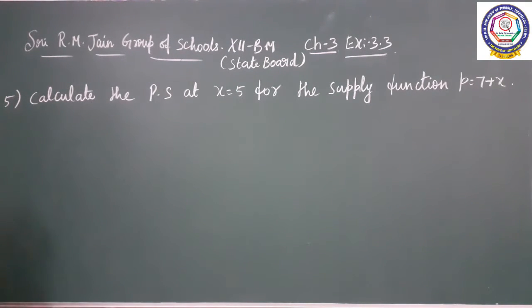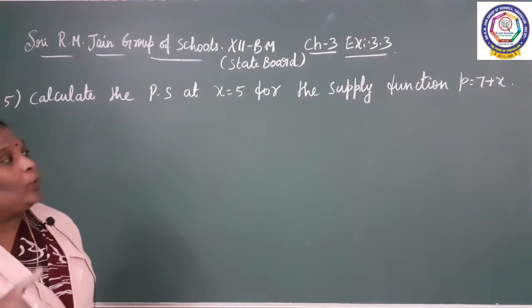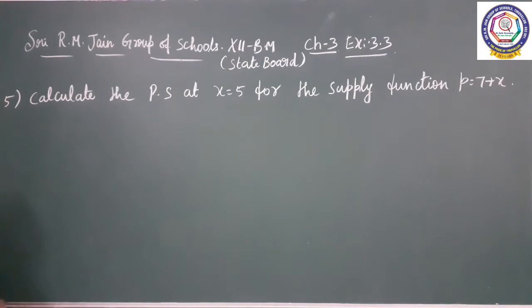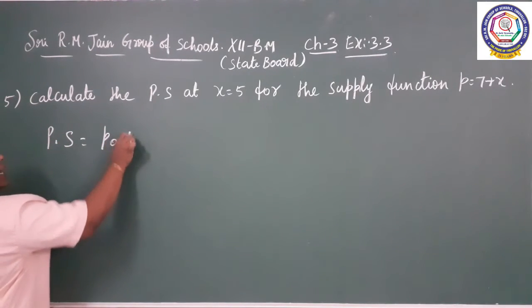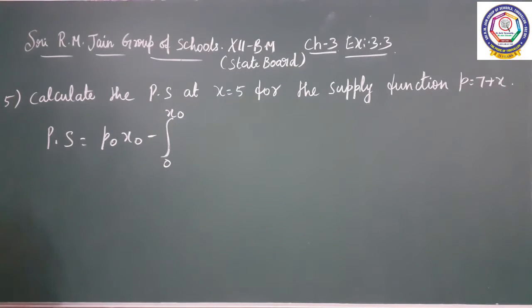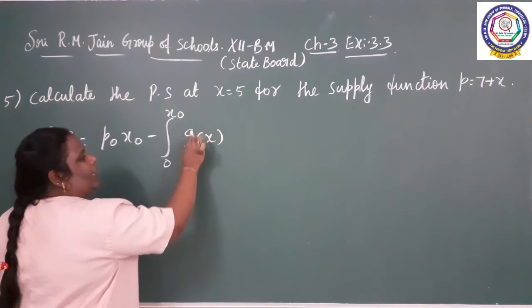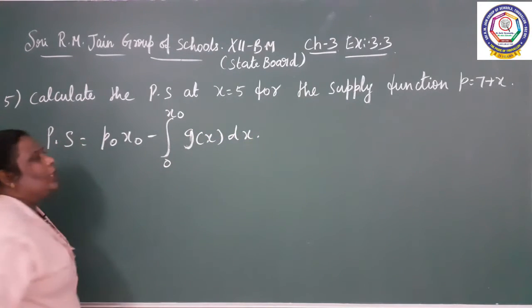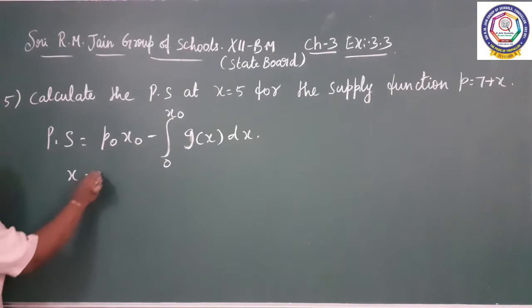See the fifth sum: calculate the producer surplus at x equal to 5 for the supply function P equal to 7 plus x. What is the formula for producer surplus? P naught x naught minus integral 0 to x naught g of x dx. Here x naught equal to 5, so you can take x naught equal to 5.